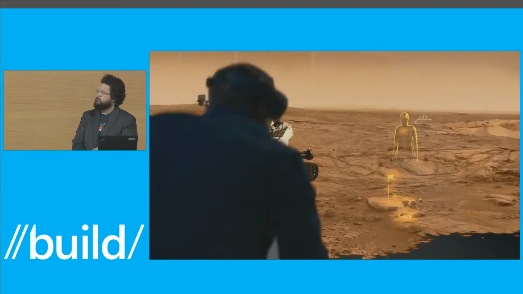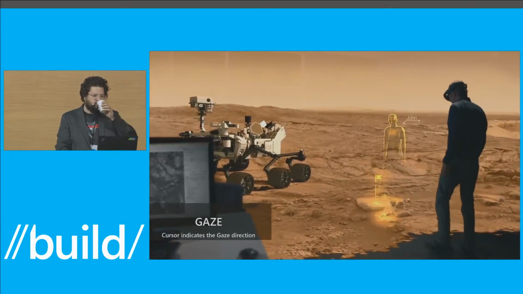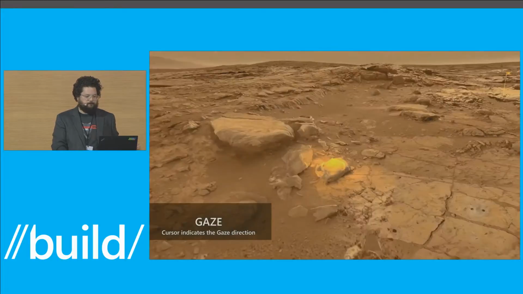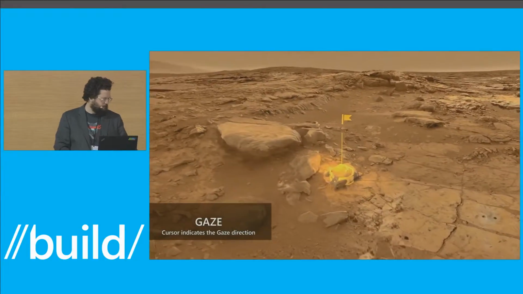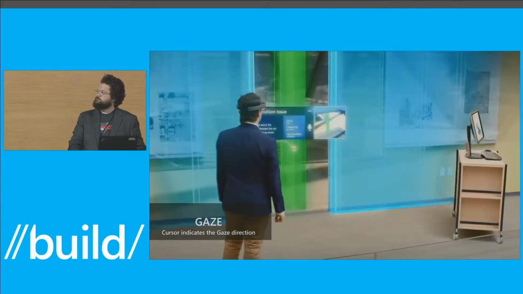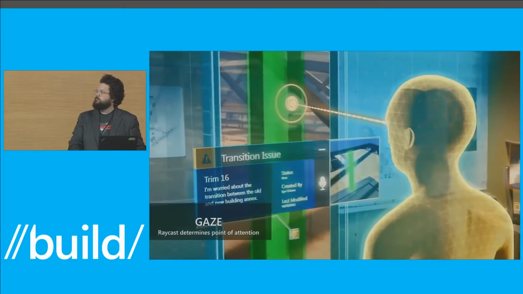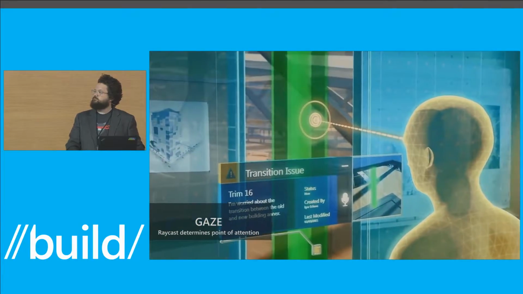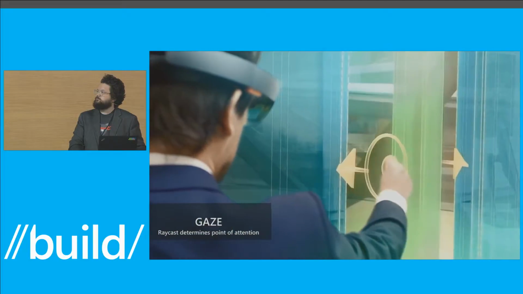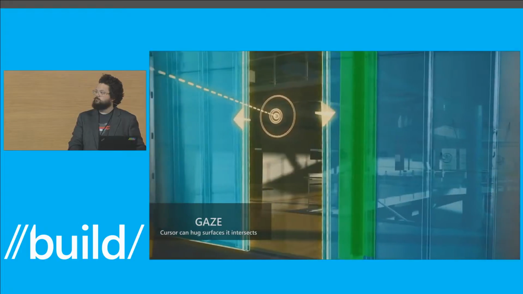Gaze input on the HoloLens indicates where a user's attention is focused. A cursor is used to indicate the gaze direction. As the user's head moves, the cursor follows their point of attention, while remaining centered in their field of view. To determine the point of attention, use a raycast, and then place a cursor on the object that the raycast intersects. The cursor can provide additional depth and dimension information by conforming or hugging the surface that it intersects.